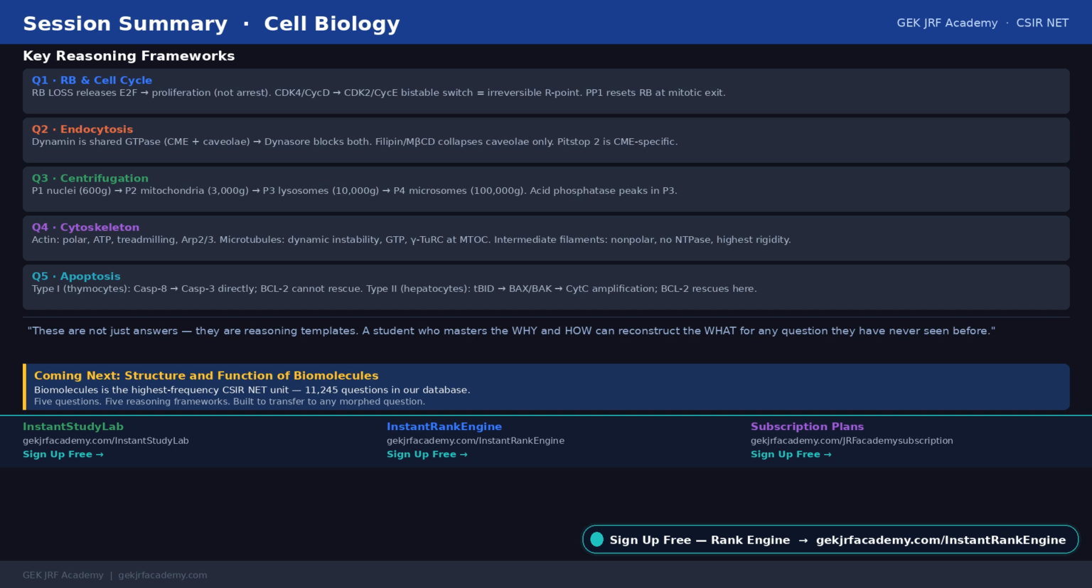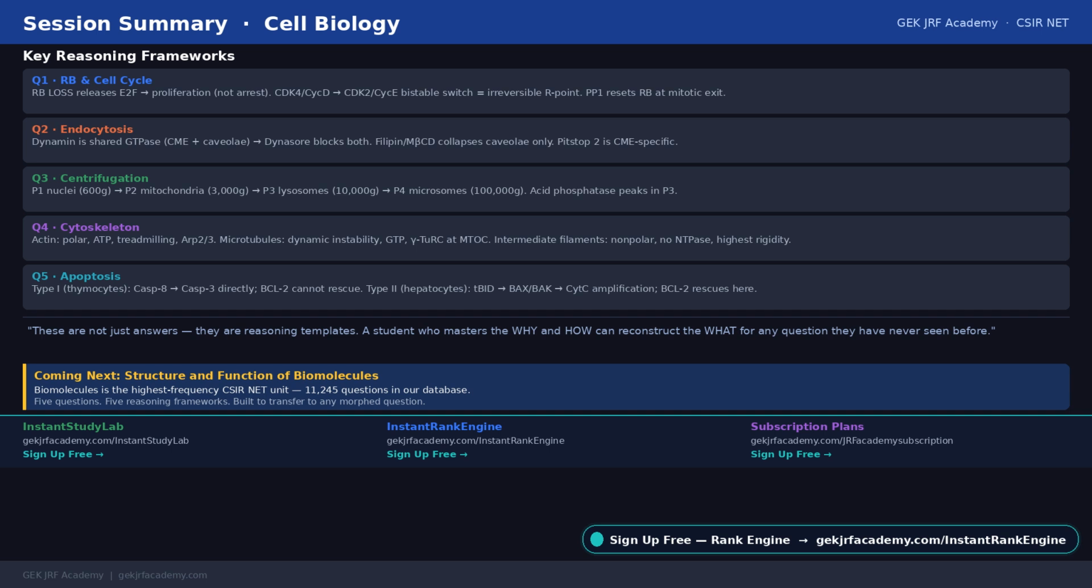Question 4. Cytoskeleton. Actin uses ATP and treadmills. Nucleated by ARP 2/3. Microtubules use GTP and show dynamic instability. Nucleated by gamma-TuRC. Intermediate filaments use no NTP and show no dynamics. They provide mechanical rigidity.